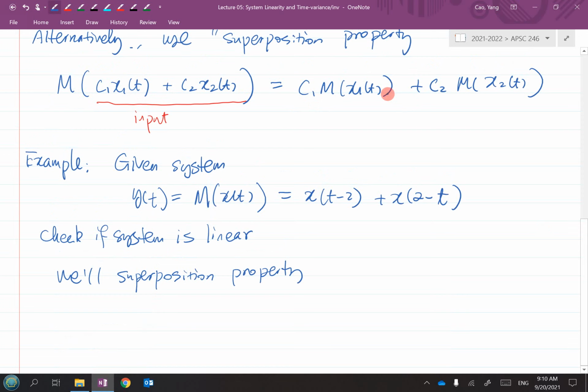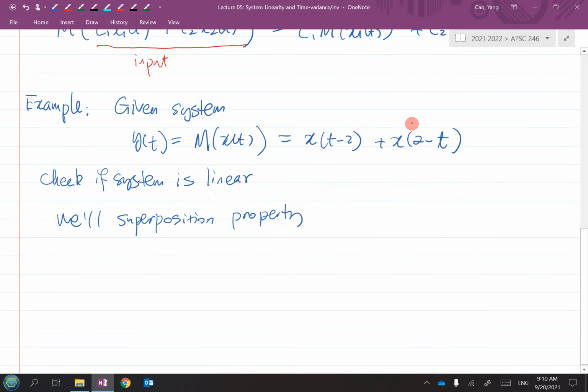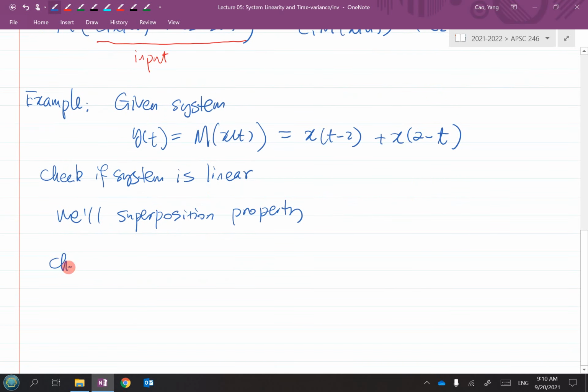All right, so let's do this. First, let's check m. What is m of c1 times x1 of t plus c2 times x2 of t?